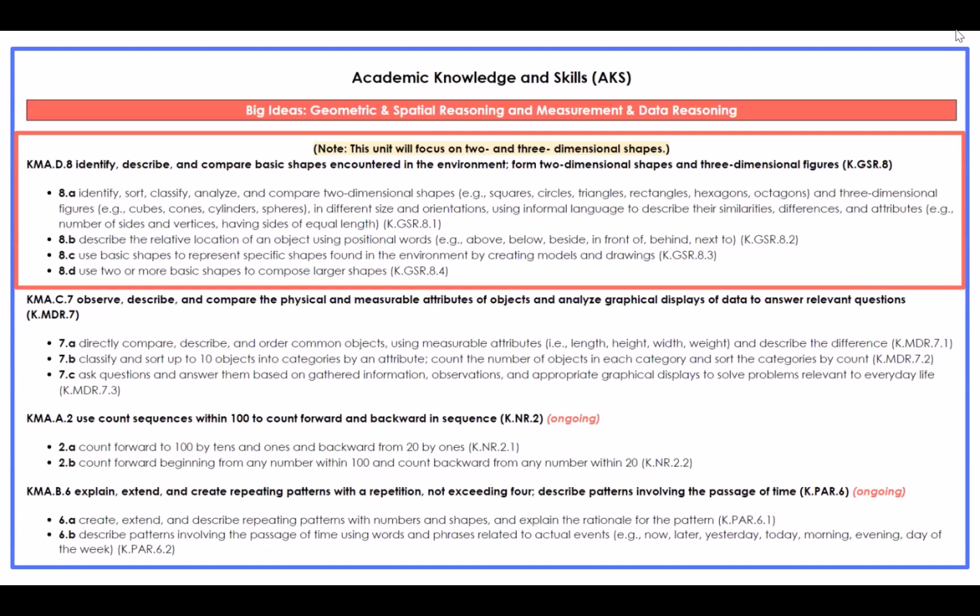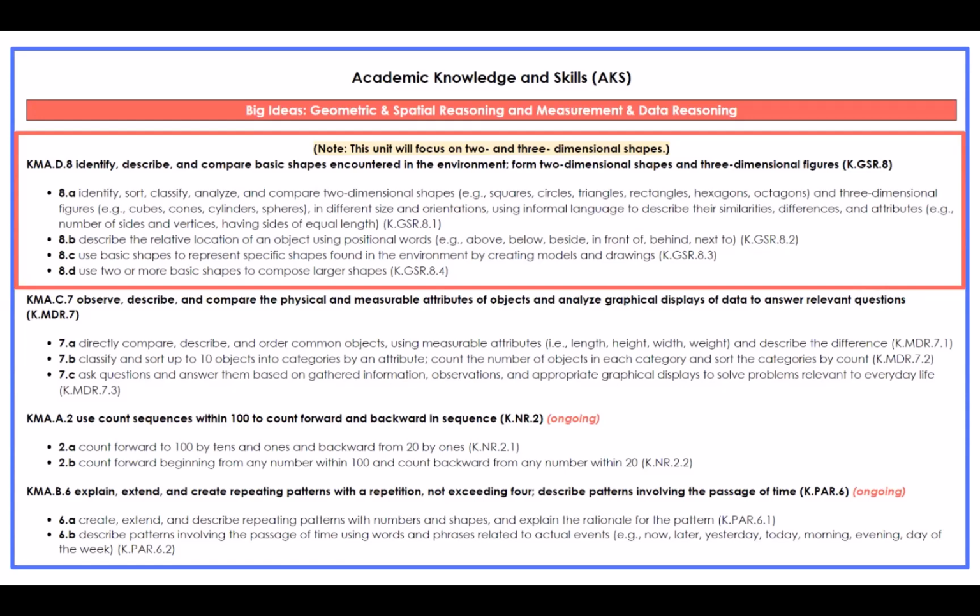Unit 4 introduces 3-dimensional shapes. However, this unit will bring in the 2-dimensional shapes that we were taught in Unit 2. With AKS 8, students identify, describe, and compare basic shapes encountered in the environment. They also form 2-dimensional shapes and 3-dimensional figures. Our indicators of achievement help us better understand how students show mastery of AKS 8.